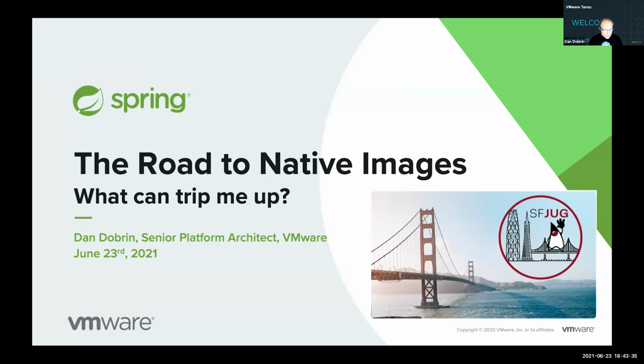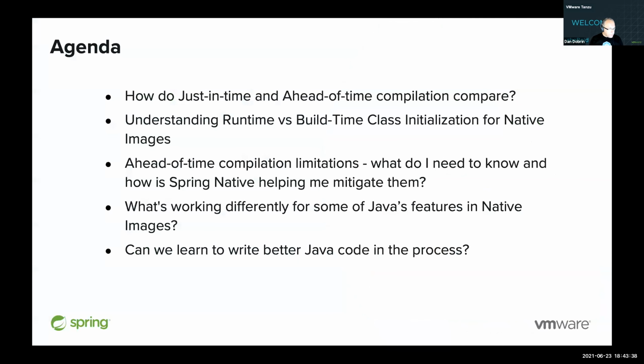So what are we trying to talk about today? We're going to compare, as a recap, just-in-time with ahead-of-time compilation. Then we want to focus on a number of areas: understanding build-time class initialization for native images as it compares to runtime initialization, and the limitations of ahead-of-time compilation. What do we need to know, and how is Spring Native going to help us mitigate them? What works differently for some of Java's features in native images? And along the way, can we learn to write better code in the process?